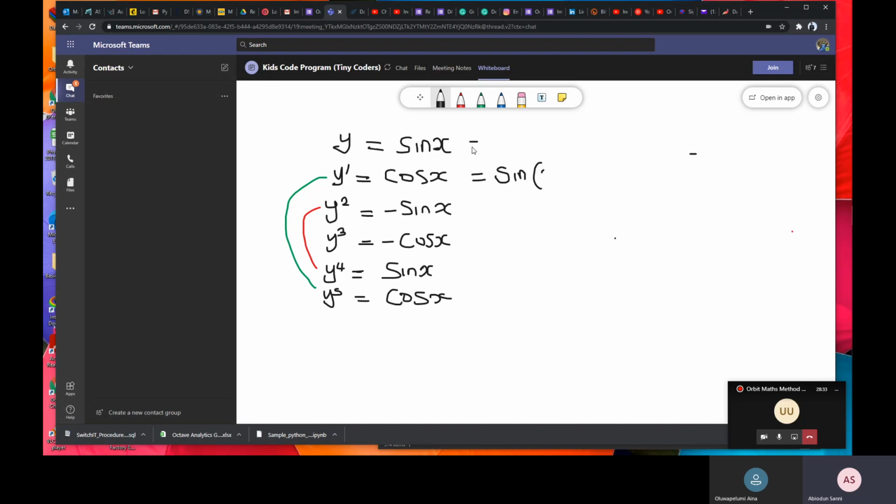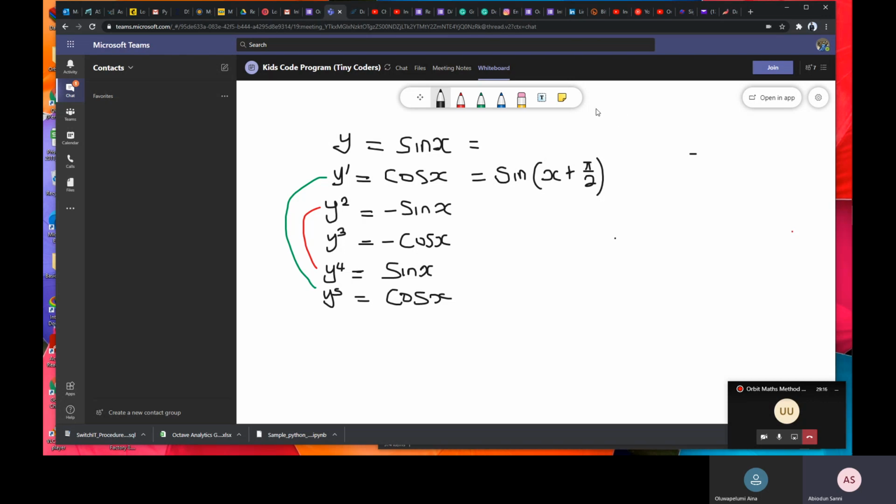The first original question is the same as sine x. Sorry. This first derivative is the same as sine of x plus pi over 2. At the first derivative, your sine moves by 90 degrees.